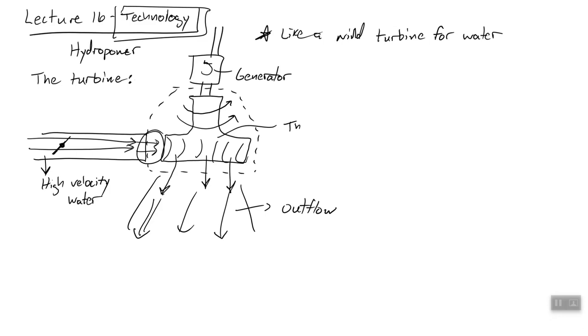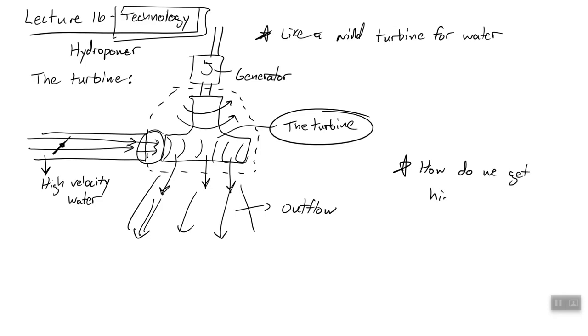This right here is the part we will call the turbine. And this is kind of the business end of a hydropower plant, right? This is the heart, the thing you need. But in order to get that, we have to answer a question of how do we get high velocity water? Right, so last lecture we just talked about head and potential energy, but suddenly we're talking about kinetic energy. How do we go from potential to kinetic? So that's where the next piece of technology comes in, the dam.